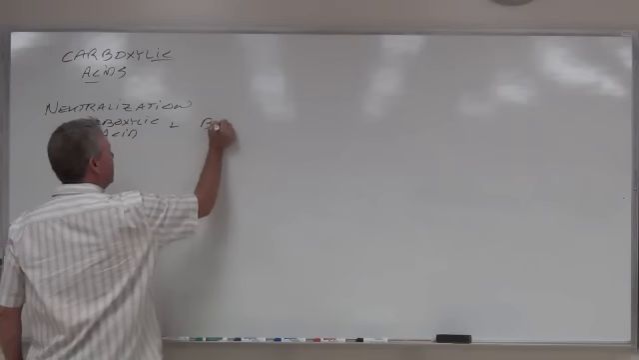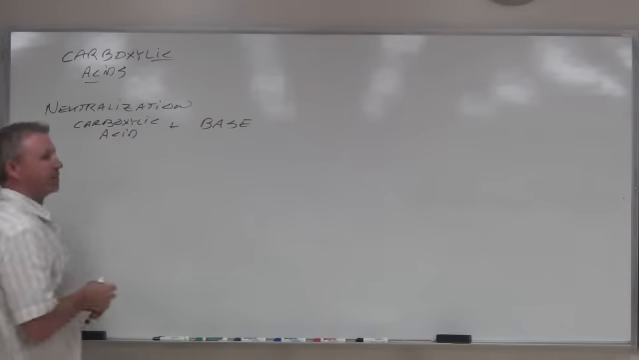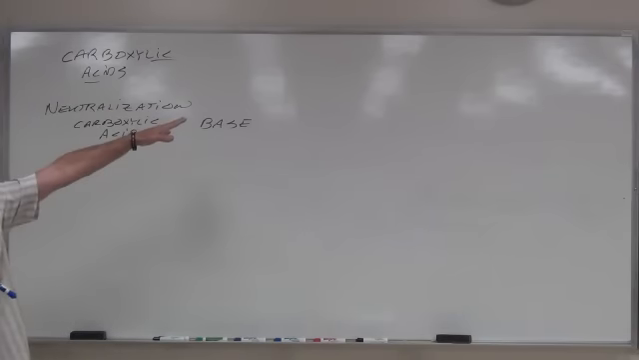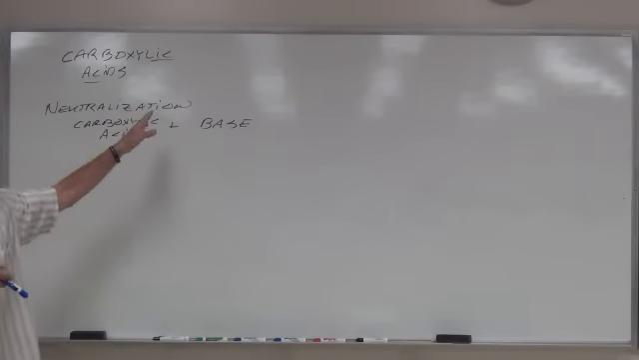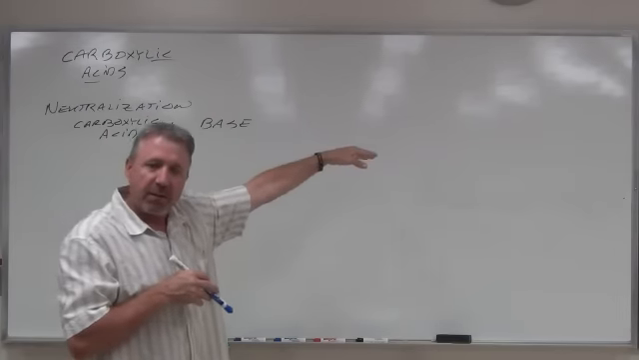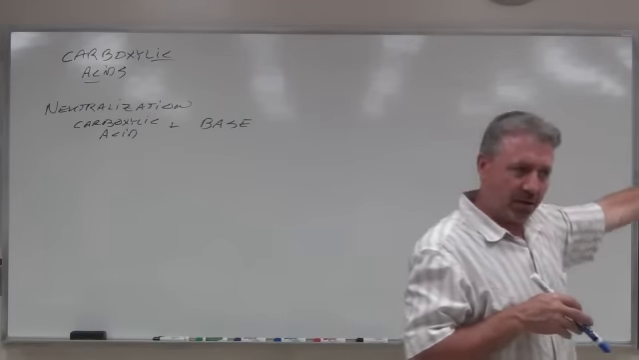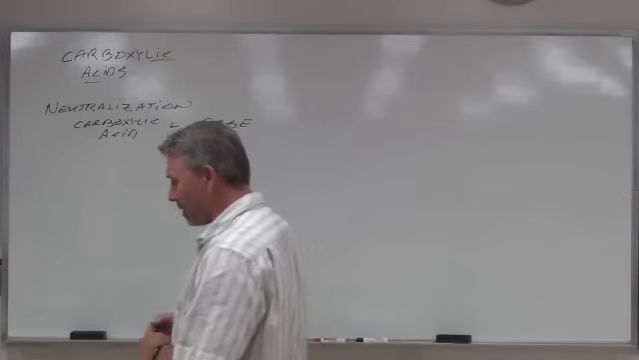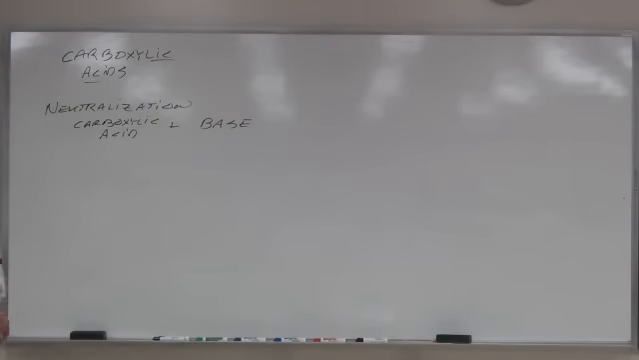Plus a base. We'll see what our products are. Now before, when we reacted a carboxylic acid with water, the carboxylic acid was a proton donor. It donated H plus to the water, and the water became hydronium, which is what we always see when you donate a proton from an acid to water. And the conjugate base was carboxylate, the deprotonated form.